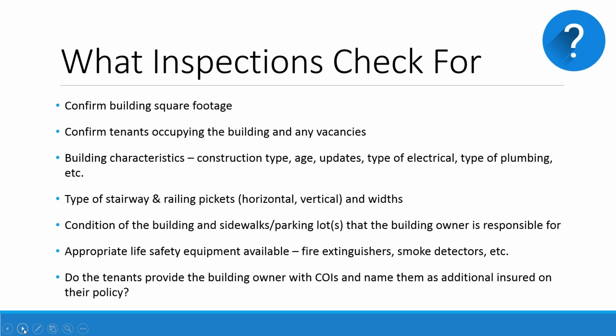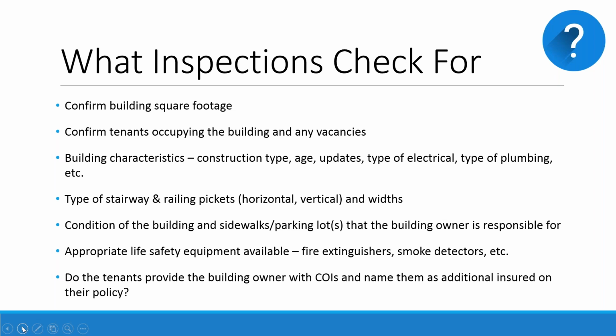If your building is a sprinklered building, they're going to be looking to make sure that the appropriate sprinkler testing is being done each year, or however often, based on your contract, that you have to have it updated. Are there security cameras, things like that? That's what they would be looking for in that.